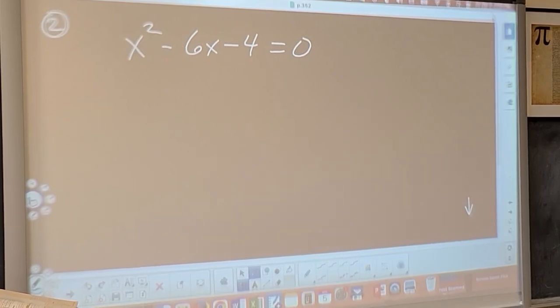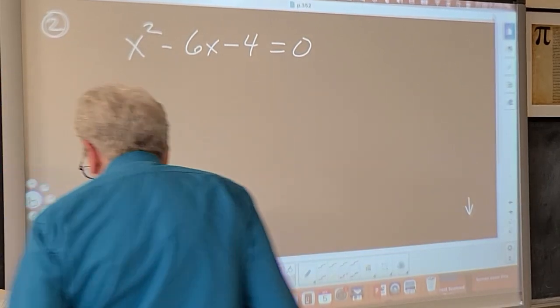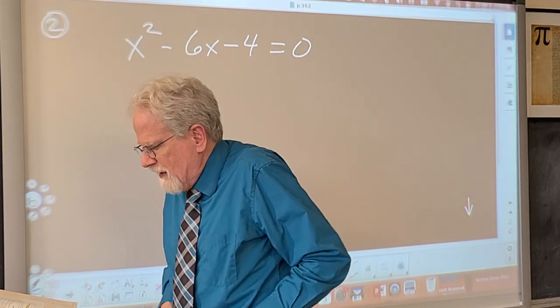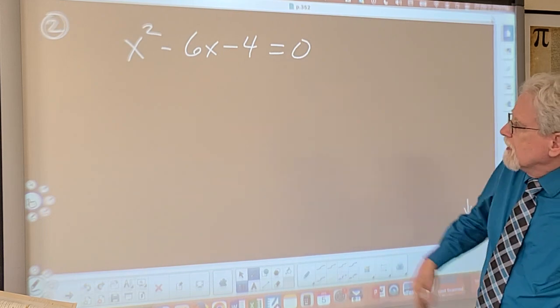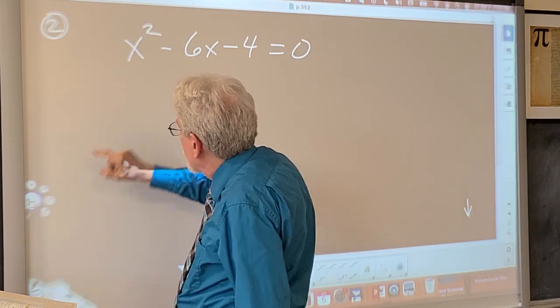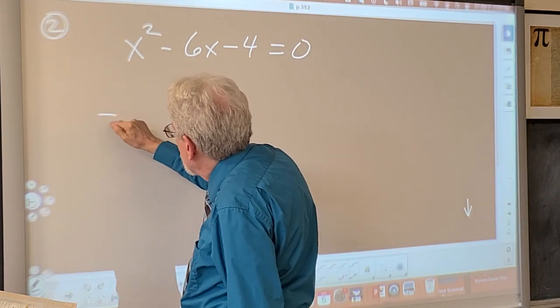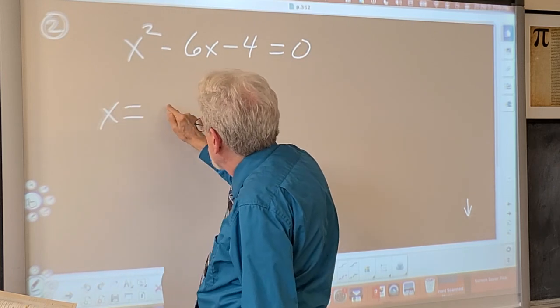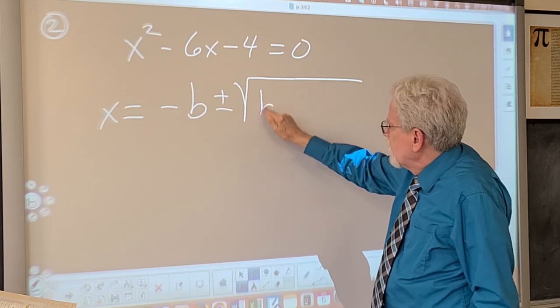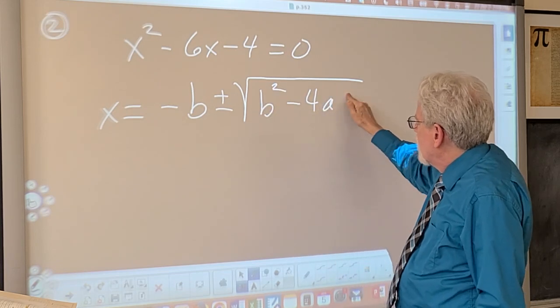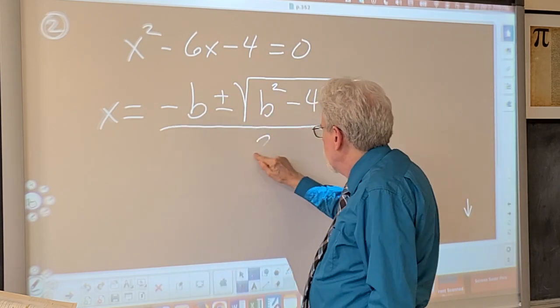Okay, welcome back, folks. We are checking the page 352 assignment, and here we go. There's the first problem, number 2. We're going to use, of course, the quadratic formula, which is x equals inverse b plus or minus the square root of b squared minus 4ac all over 2a.